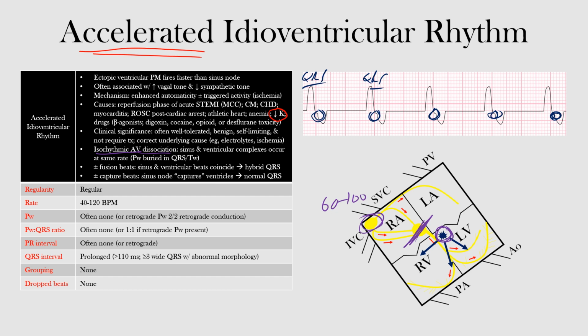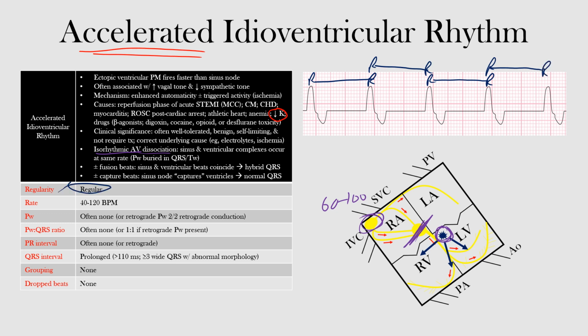Okay, another thing to realize here is that this rhythm, this accelerated idioventricular rhythm, is a regular rhythm. That means that the intervals between each complex are consistent throughout. So if we look at our main complexes here, which are these big R waves, you'll notice that each one is the same throughout. All these R to R intervals have the same distance if you were to measure them. Because of that, we call this a regular rhythm.